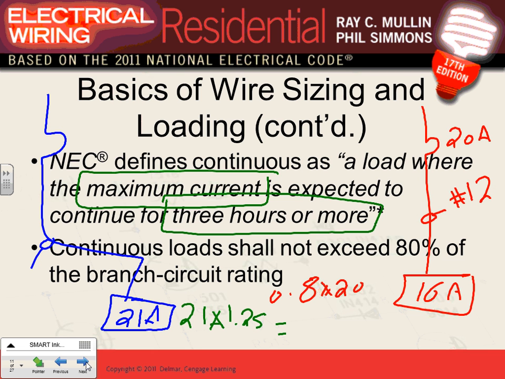Can anybody give me the math calculator? What's 21 times 1.25? 26.25. So 26.3 amps. Cool. What's my next standard overcurrent protection device? 30. My next is 30. Great. See how now my overcurrent protection device is 30 amps. Do you see how it makes a big difference if it's a continuous load?